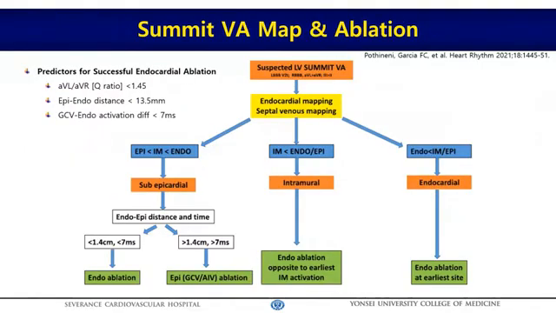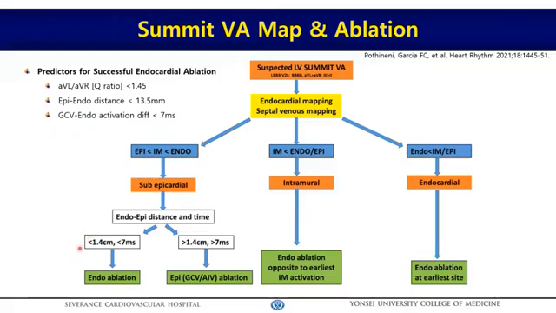This is the decision tree provided by Garcia. You can try endocardial ablation at the earliest activation site if it is an endocardial focus. If it is an intramural focus, coronary vein mapping is useful, and you can start with endocardial ablation as opposed to the earliest activation site inside the coronary vein. If it is a subepicardial focus, you need to map the corresponding endocardial site first.